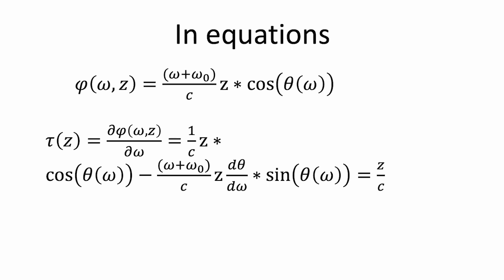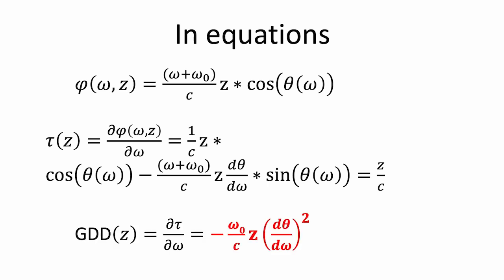But what happens with the time delay dispersion, the group delay dispersion? That's the next slide. So next. So you see that if we take the derivative with respect to frequency and then we evaluate at theta equals 0, we get this term here, minus omega naught over c, the distance, and the angular spectral dispersion squared.